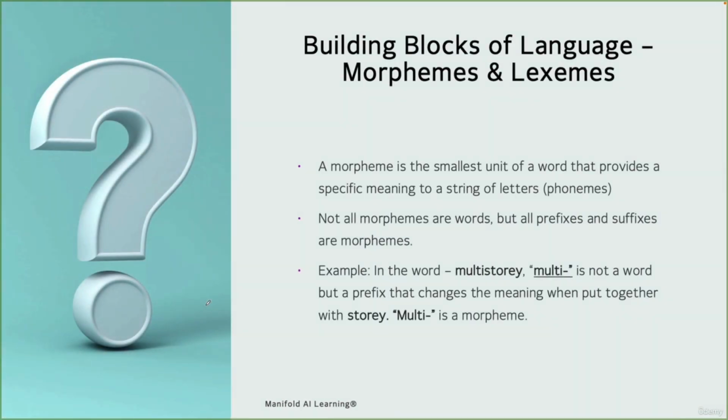Moving on, I have mentioned morphemes and lexemes. A morpheme is the smallest unit of a word that provides a specific meaning to a string of letters, that is, my phonemes. And remember, not all morphemes are words, but all the prefixes and suffixes are morphemes. To give you an example, in the word multi-story, multi is not a word, but it's a prefix that changes the meaning when I put it together with story. Hence, I can call this multi a morpheme. So this is just to give you a high level idea about what exactly a morpheme is.